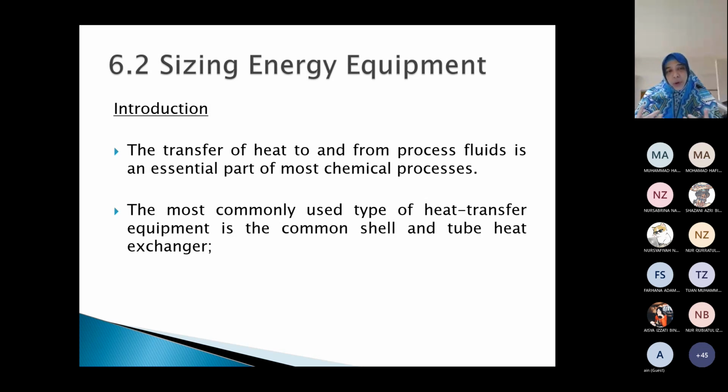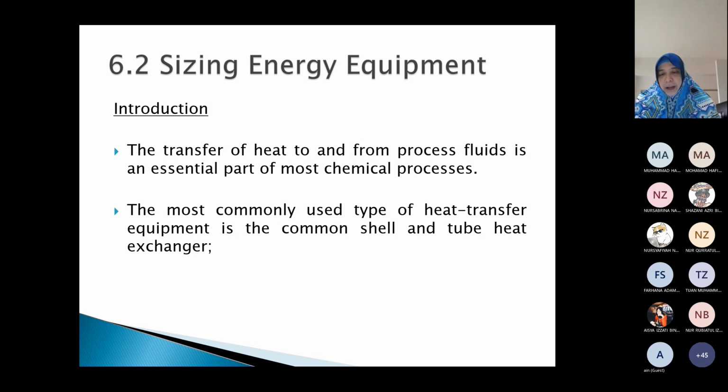You can use one equipment or two equipment arranged in parallel or in series, based on what you want for your plant. In this case, the transfer of heat to and from the process fluid is an essential part of most chemical processes. Bear in mind, this is a statement: transfer of heat, whether to the process or from the process, is the most important part in a chemical process. The common equipment used in a chemical process plant is normally heat transfer equipment, maybe made from a shell and tube heat exchanger structure. So you can choose any of the equipment involved.